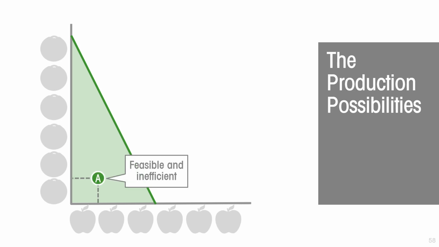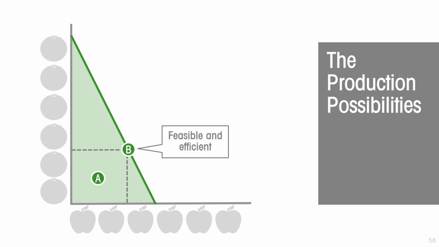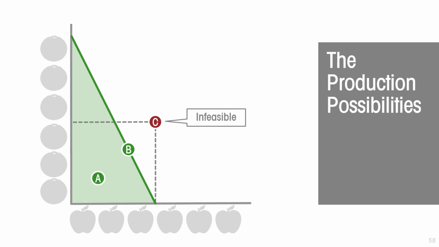If there's a point inside the boundary, it represents a production combination, 1 orange and 1 apple, in this case, that is not only possible, but it's possible without employing all of your productive capacity. If there's a combination on the boundary, it is possible, but requires all of your productive capacity to be employed. And if there's a point outside the boundary, such as 3 oranges and 3 apples, that combination is not possible given the limited resources of this economy.